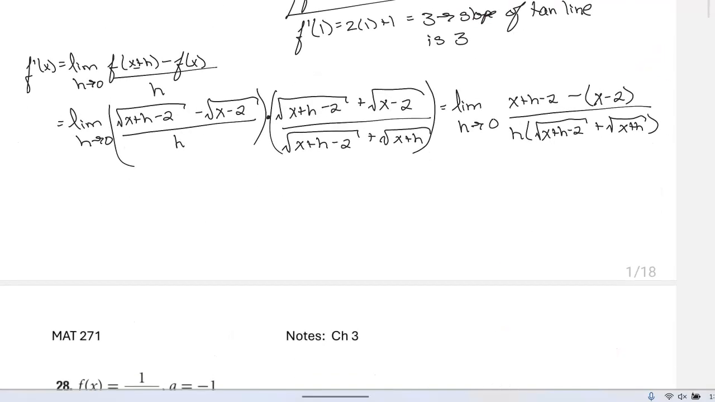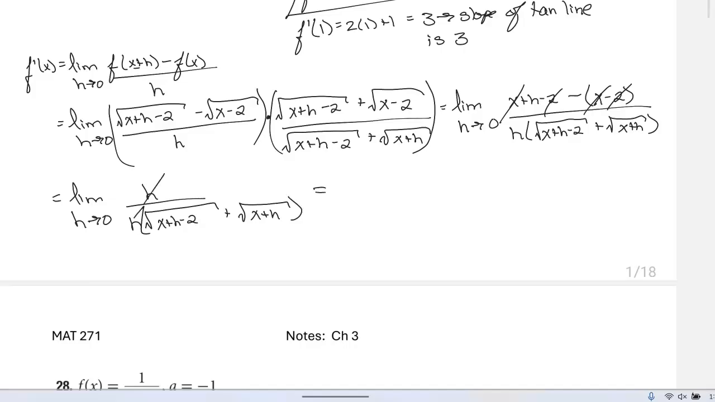So if we were to subtract x minus x, those are going to cancel. Negative 2 minus negative 2, those are going to cancel. So we are left with the limit as h goes to 0 of h over h square root x plus h minus 2 plus square root x plus h. Now those cancel. If I look at what happens as h goes to 0, I would plug a 0 in here, so this is just going to be x minus.